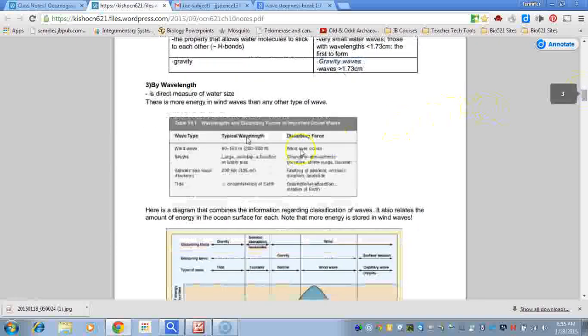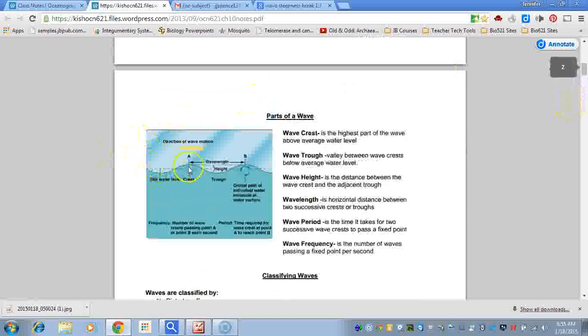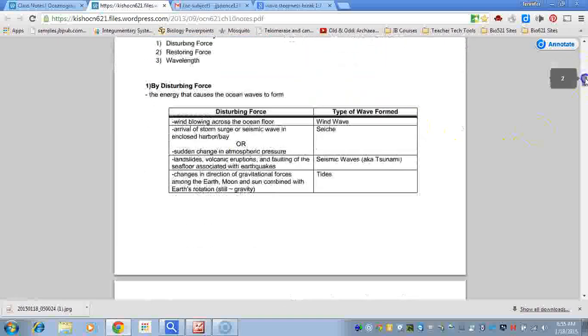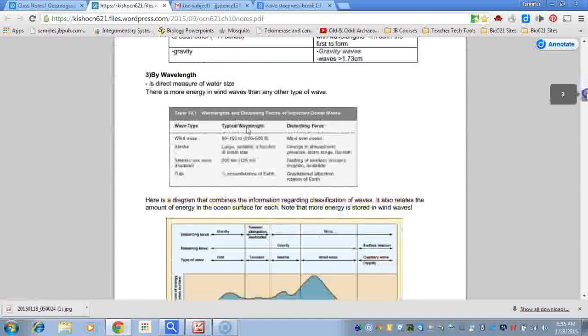The third way that they are categorized is according to their wavelength. And we saw above that wavelength is the distance between two crests, or the distance between two troughs. You can think of it as if the crests are more spread out, farther apart, and they have a bigger wavelength.